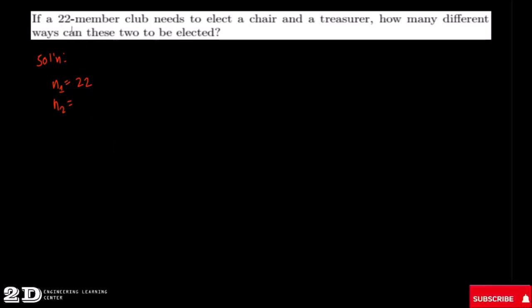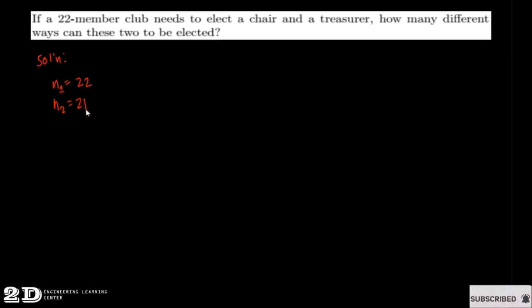Because the position of chairman has already been elected, for the position of treasurer we now have only 21 members, because one member has been chosen for the position of chairman. So in a certain club we could not have a person that has 2 positions. If you are elected for that position, you cannot run for another position. So that is the concept that we are going to apply in this problem. So for the position of treasurer, we have only 21 members that we could elect.